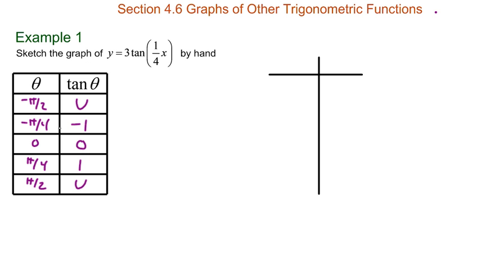But if you don't have them memorized, you can just derive them. Just go to negative pi over 2 and take the tangent of that. But the more you do these, you're just going to know them by heart.